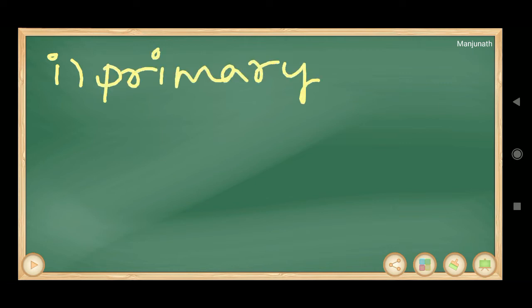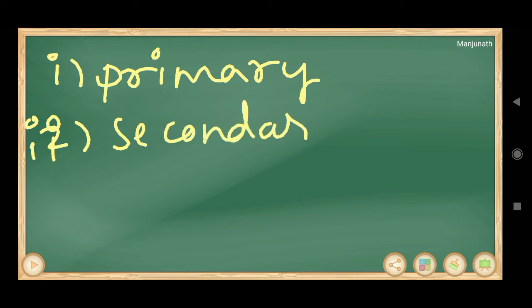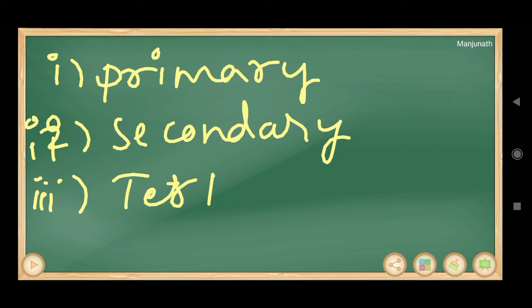In documentary sources we have again three categories. One is primary sources of information, the second is secondary sources of information, and the third one is tertiary sources of information. So let's discuss one by one. These come under documentary sources of information.